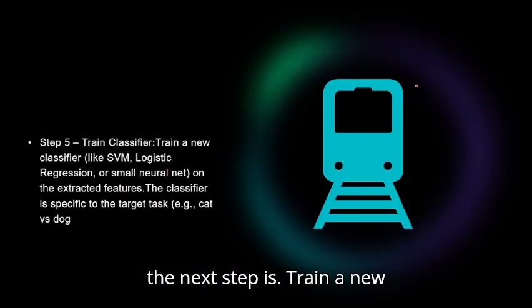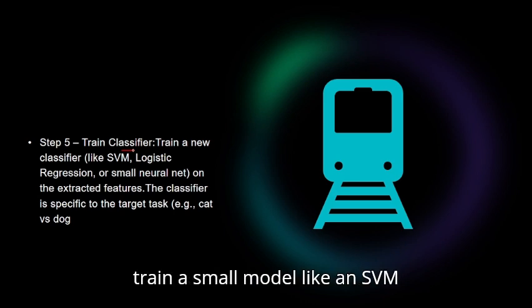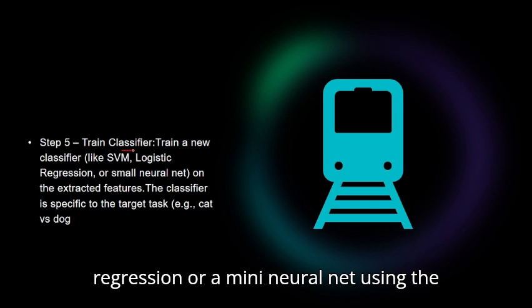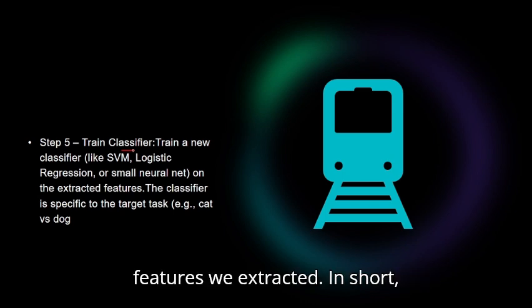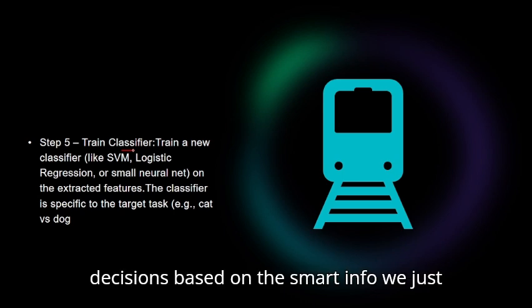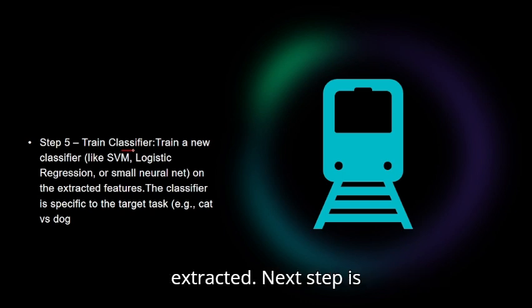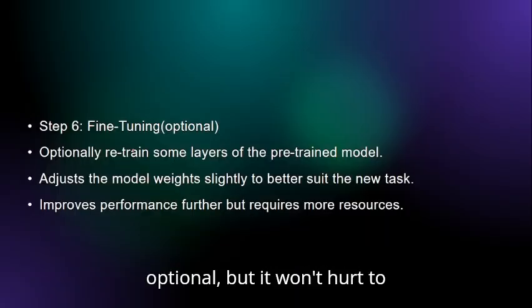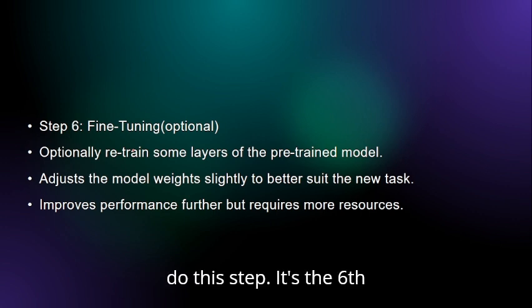Now the next step is train a new classifier. We now train a small model like an SVM, support vector machine, logistic regression, or a mini neural net using the features we extracted. In short, we are teaching a new model to make decisions based on the smart info we just extracted. Next step is optional, but it won't hurt to do this step. The sixth step is fine tuning.